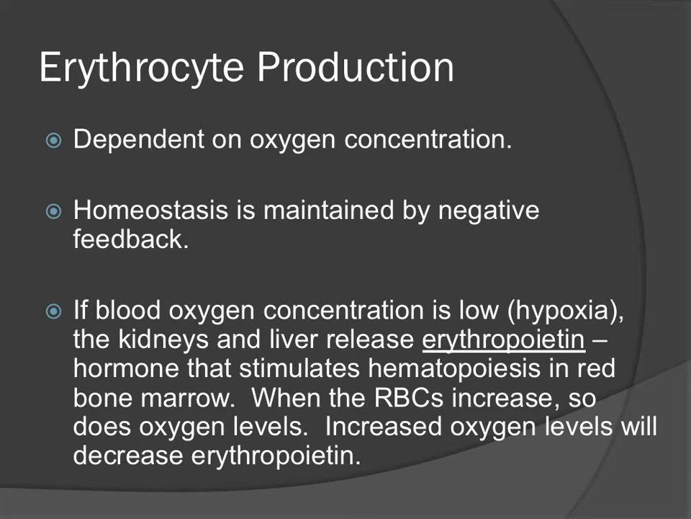If blood oxygen concentrations in the body are low, that's known as hypoxia. So the kidneys and the liver are going to be stimulated to release a hormone called erythropoietin. That hormone is going to stimulate the process called hematopoiesis in the red bone marrow. When the red blood cells increase, so does your oxygen level. Increased oxygen levels will decrease erythropoietin. And remember, that's the whole point of negative feedback: shutting off the stimulus when we reach homeostasis. The process of making more blood cells is hematopoiesis, which occurs in the red bone marrow.